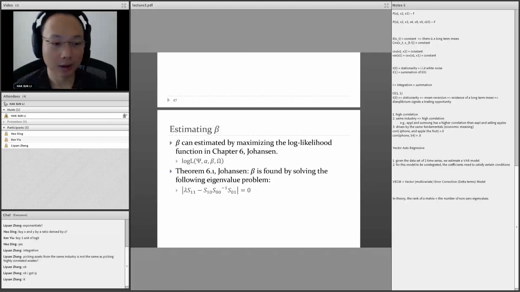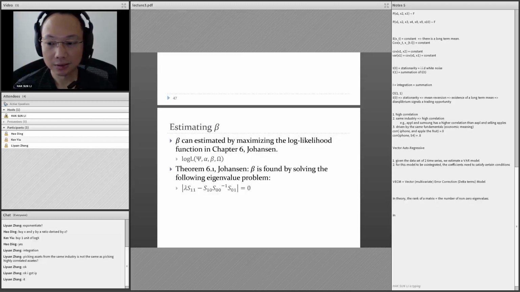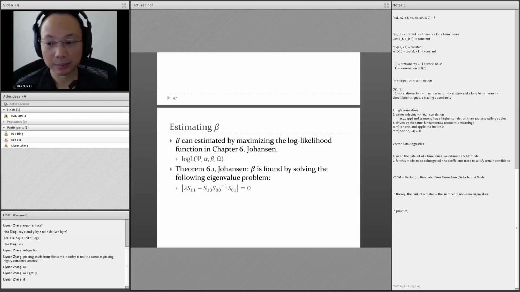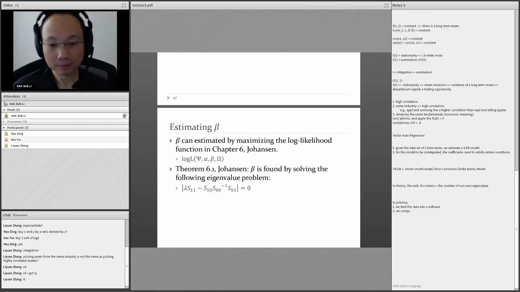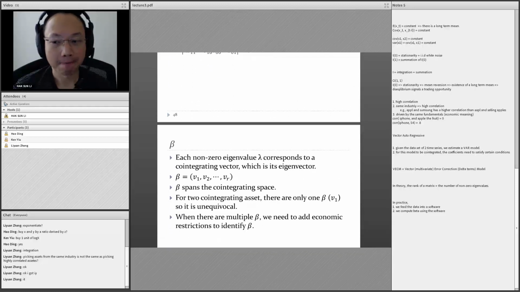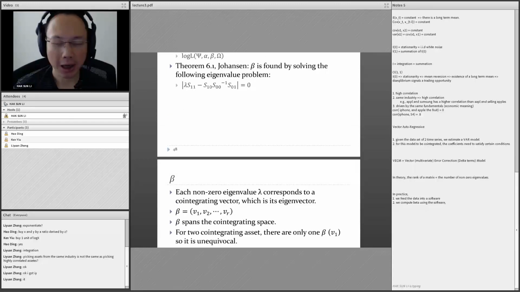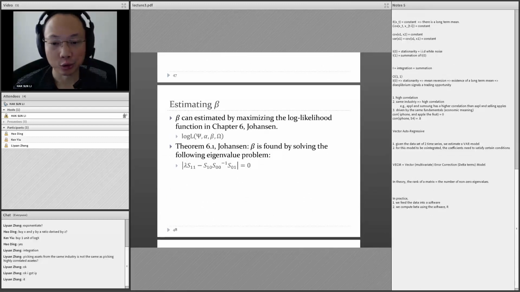In practice, we feed the data into software, and then we compute beta using the software. One of the most popular packages to compute beta is R. I think the reason co-integration theory is so popular in pairs trading is that there's an R function that computes co-integration. If there were no software that computed it, nobody would use it.